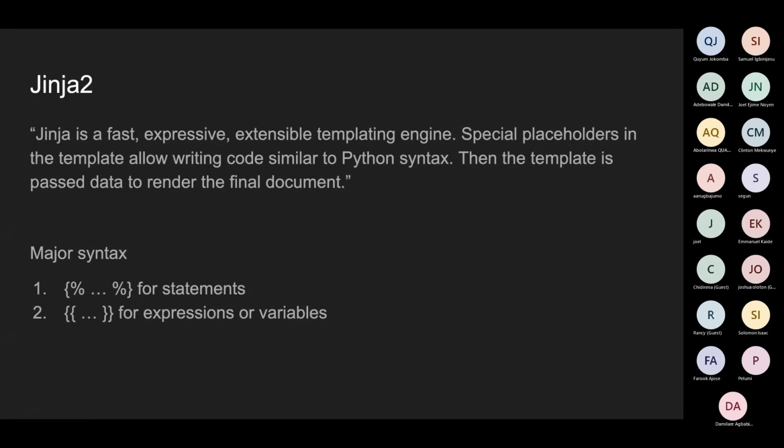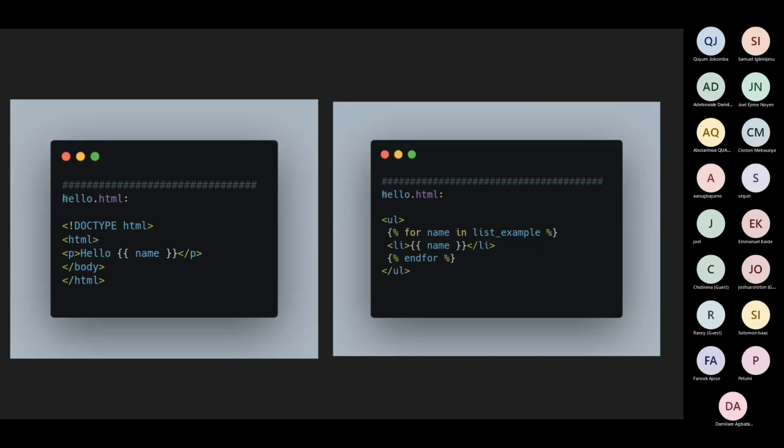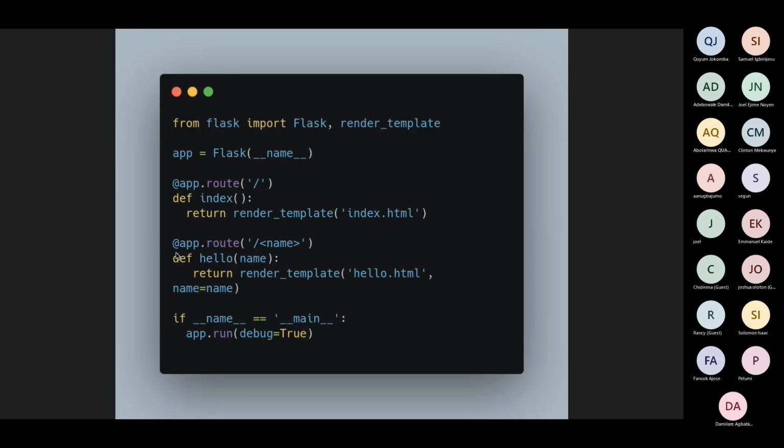So basically, let's just see how Jinja2 works. Let's look at this particular block of code first. You remember here, what we did is we rendered the template hello.html and we passed in this variable name to it. Okay. Guys, are you following?